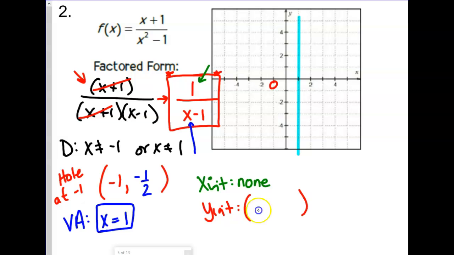The y-intercept, you're supposed to plug in x equals 0, but remember, plug it into the little guy, not the original one. So 1 over -1 is -1. Plot that for me.